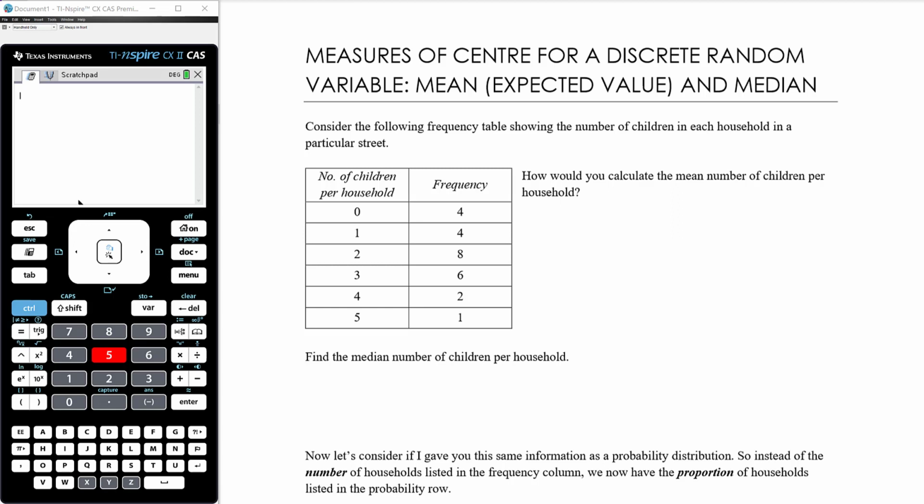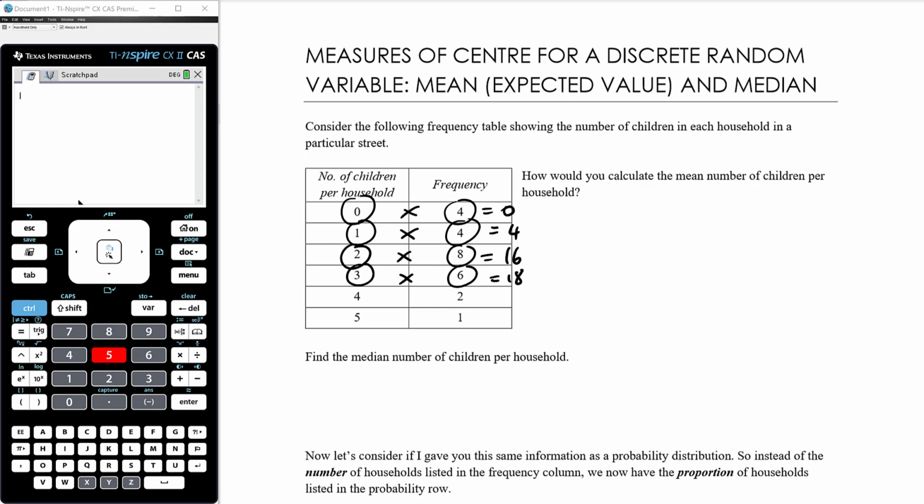How would you calculate the mean number of children per household? Remember, to find the mean, we would need to add up the total number of children and divide by the number of households. So thinking about how we would work out the total number of children from this table: there's 4 households with no children, so that's 0 children. There's 4 households with 1 child, so 4 times 1 is 4 children. There's 8 households with 2 children, so that's 8 times 2, that's 16 children. There are 6 households with 3 children, so that's 6 times 3, that's 18 children.